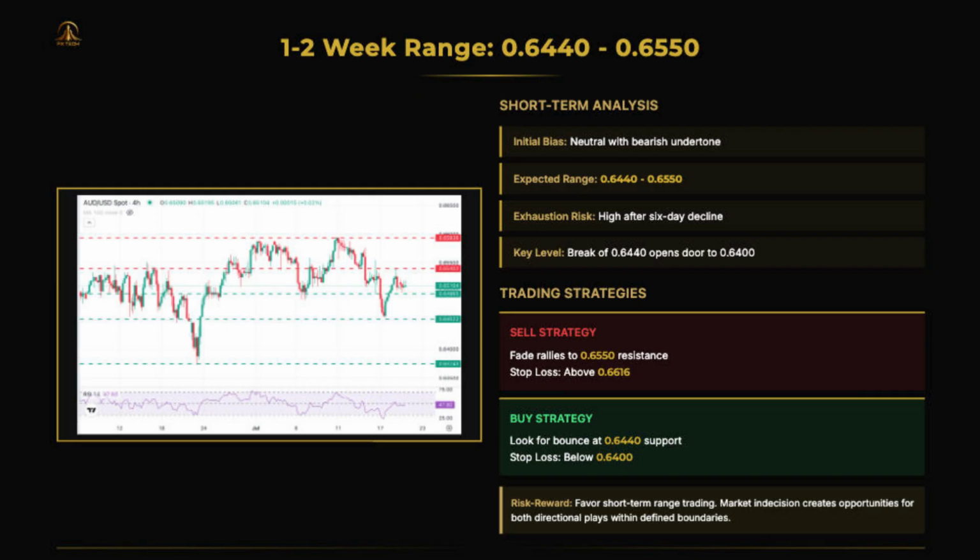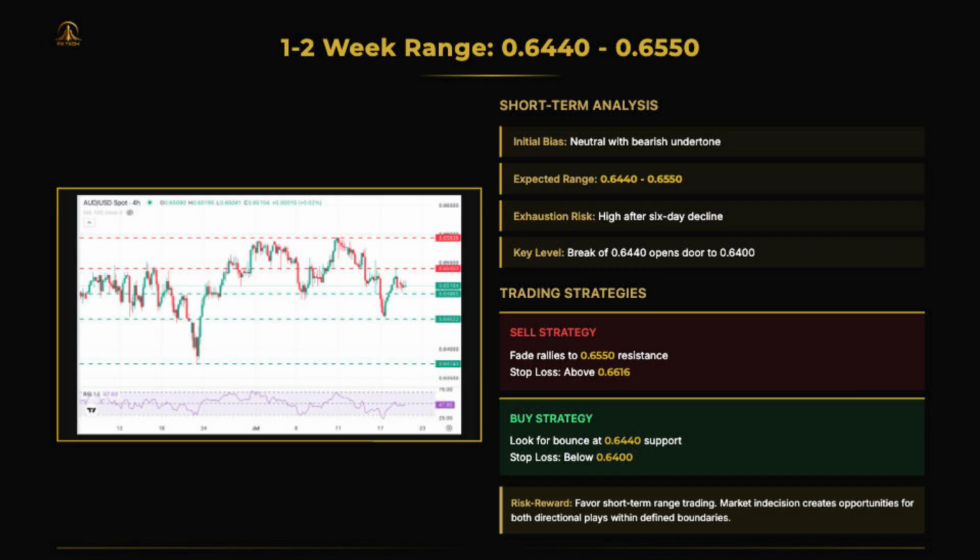For the next 1 to 2 weeks, we expect AUD/USD to trade within a defined range of 0.6440 to 0.6550. The initial bias is neutral with a bearish undertone. Exhaustion risk is high after 6 consecutive days of decline, suggesting a potential pause or bounce. The key level to watch is 0.6440. A break below this support opens the door to 0.6400.